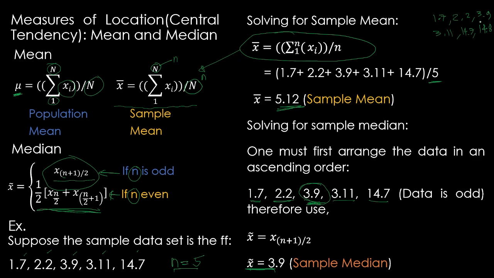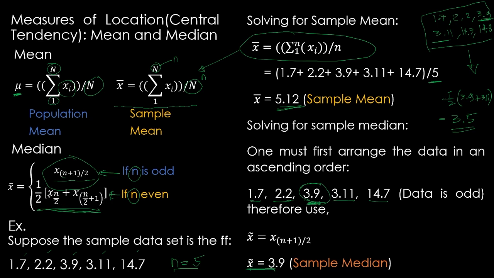You have two middle terms in here, 3.9 and 3.11. What you're going to do is take the average of those two values. Therefore, you have 1/2 multiplied by 3.9 plus 3.11, which gives 3.5. That's now your sample median for this given set of data. Do you understand? Yes. The mathematical expression for that is this one.